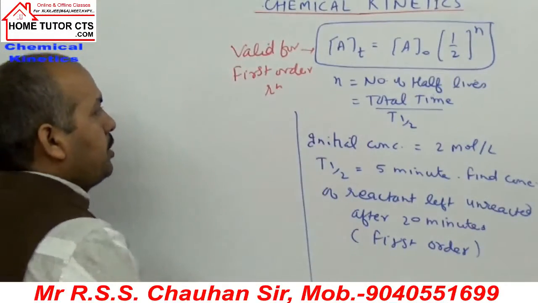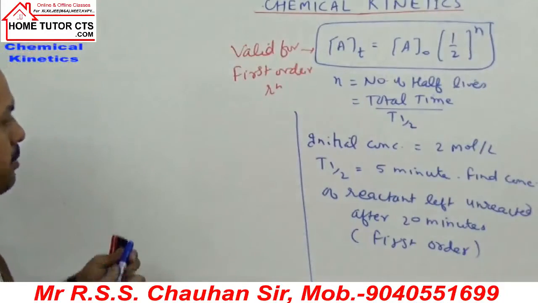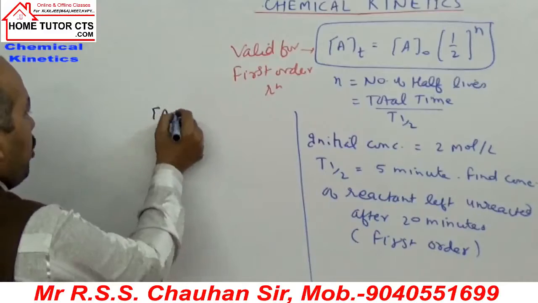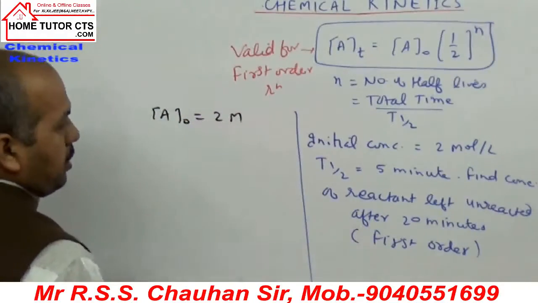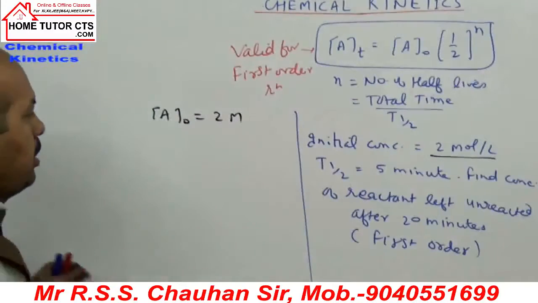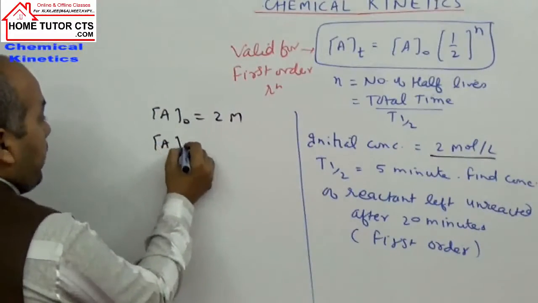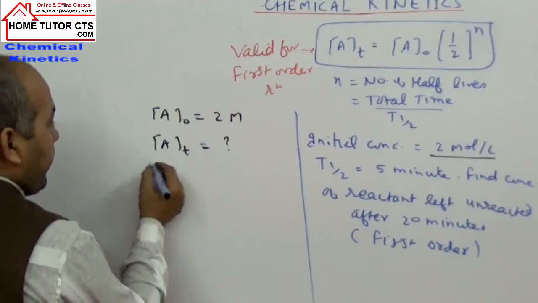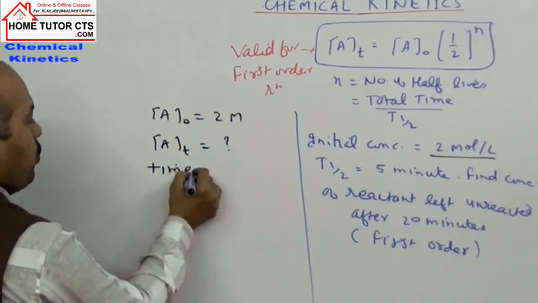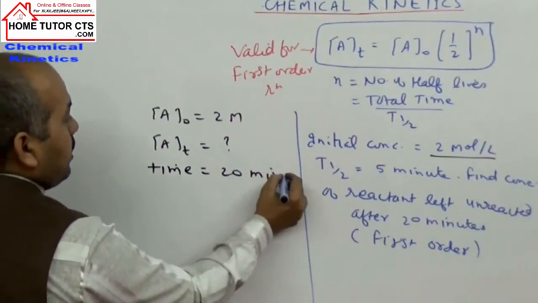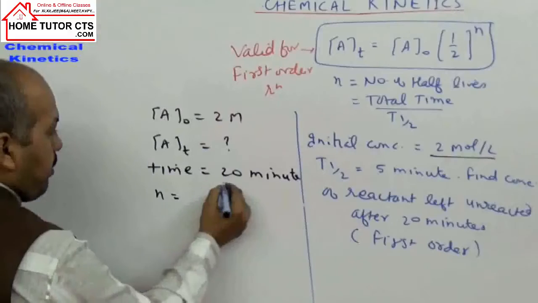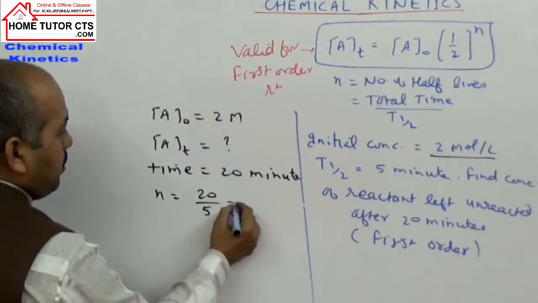So how to solve this question? We can use this expression. In this expression, the reactant initial concentration is 2 moles per liter, 2 molar. How much is the concentration remaining at time t? You have to find that. The time given to you is how much? 20 minutes. Half life given is 5 minutes. So what is n? Total time 20 minutes by 5 becomes 4.